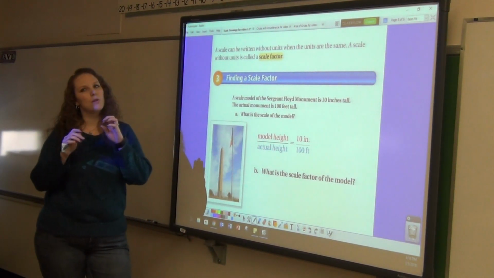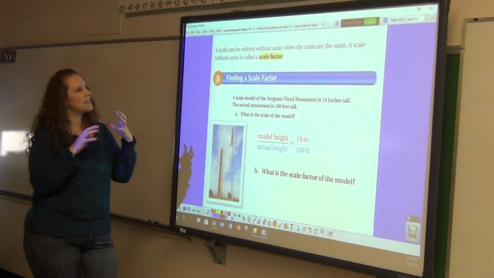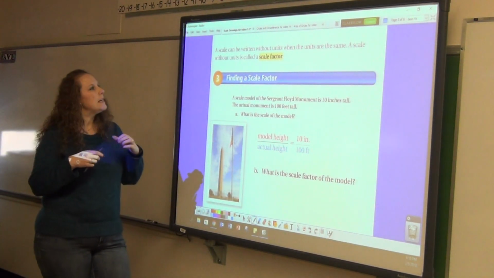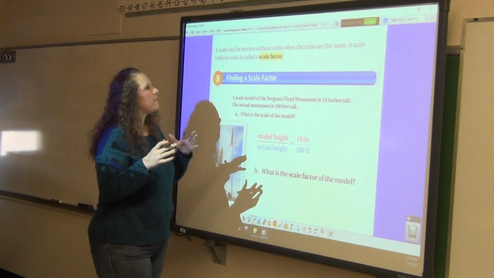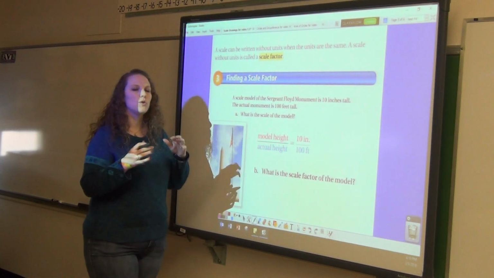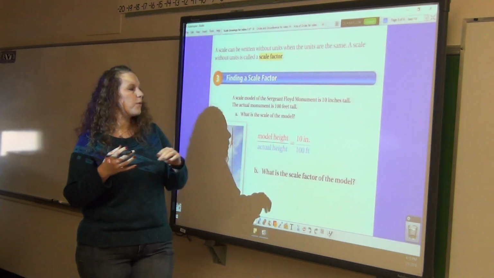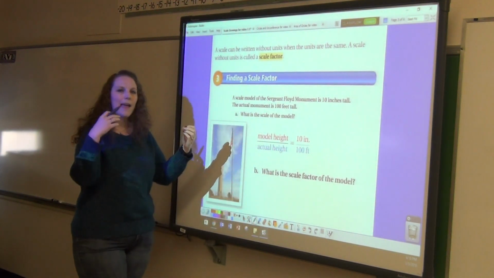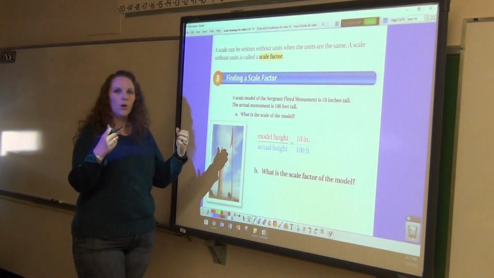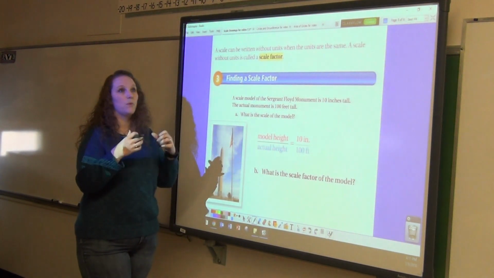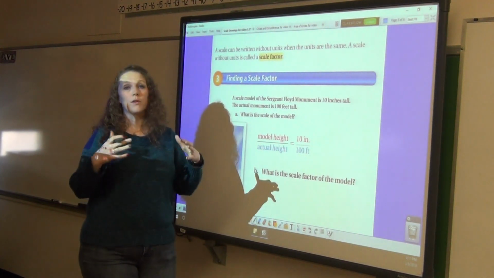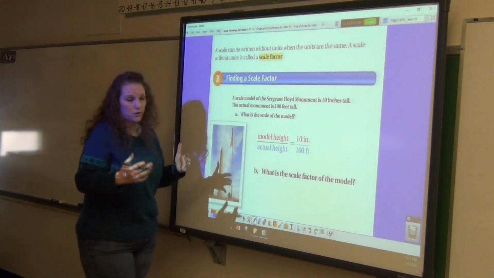Make sure you don't mix up scale and scale factor. Scale is your ratio. It will always be labeled. Scale factor is when you don't label it because both the actual and the model or the drawing are in the same measurements. So they're both in inches, or they're both in feet, or they're both in centimeters.